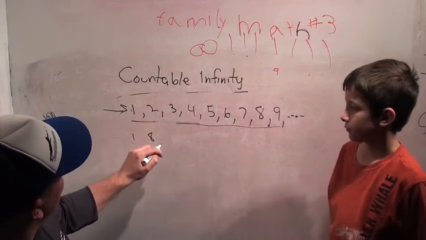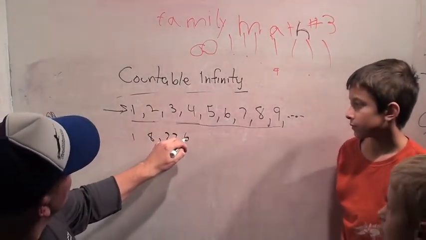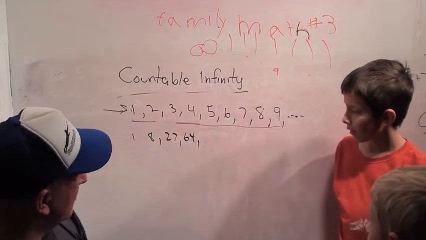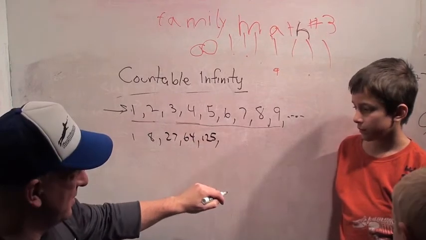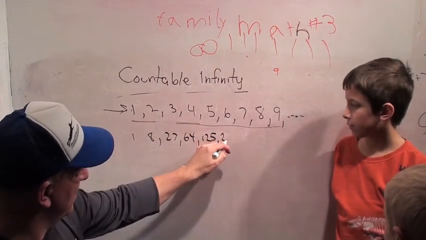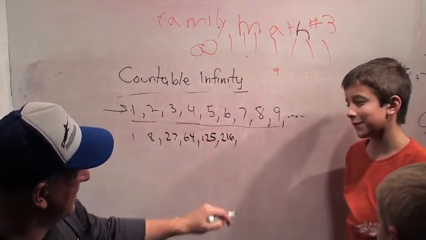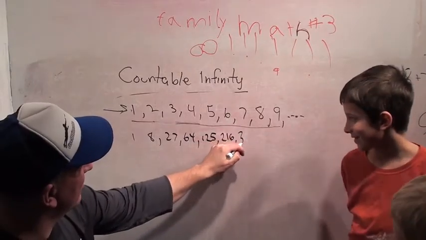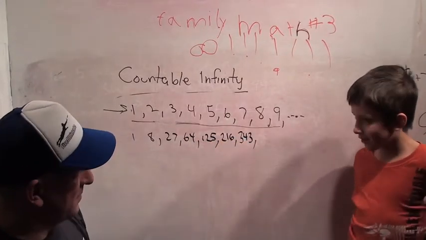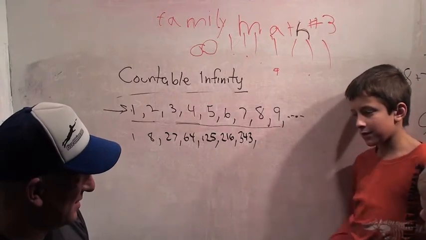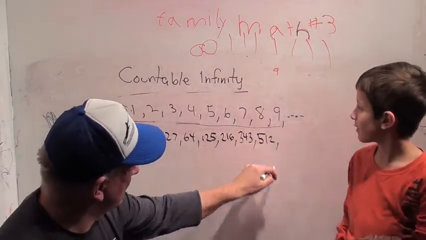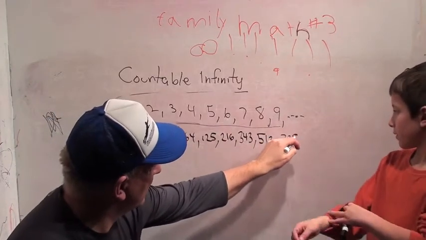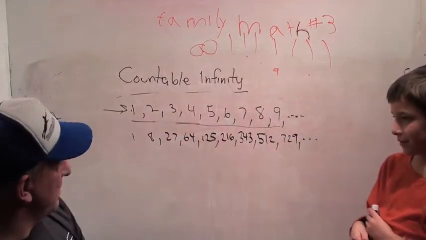1, 8, 27, 64. You know what 5 cubed is by any chance? 125. 125. How about 6 cubed? No. 216. Oh, I think I've heard that before. Yeah, I think you have too. 7 cubed is 343. Haven't heard that. 8 cubed. Do you have any guesses? 64 times 8. No, I don't. It's 512. And then 9 cubed is 729. I think I knew that.